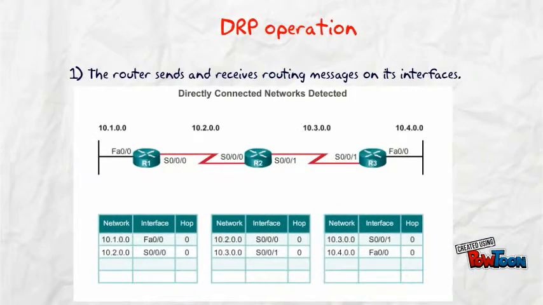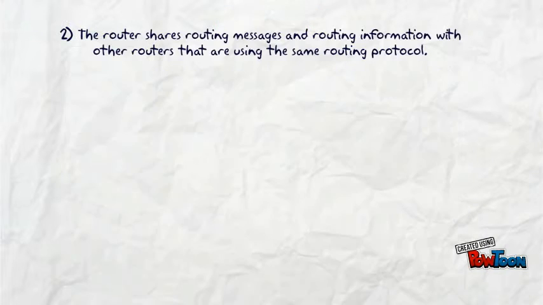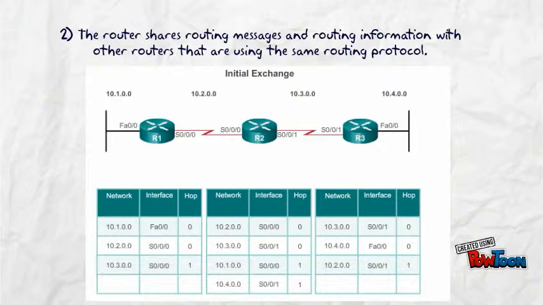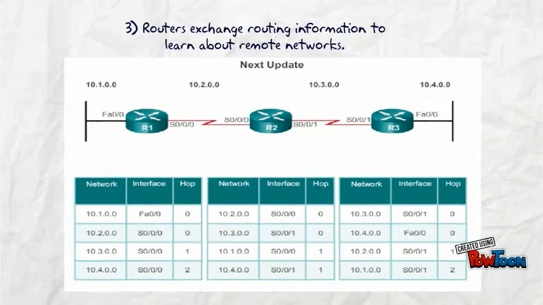In general, this is how the routing protocol works. First, the router sends and receives routing messages on its interfaces. Then, the router shares routing messages and routing information with other routers that are using the same routing protocol. Next, routers exchange routing information to learn about remote networks.